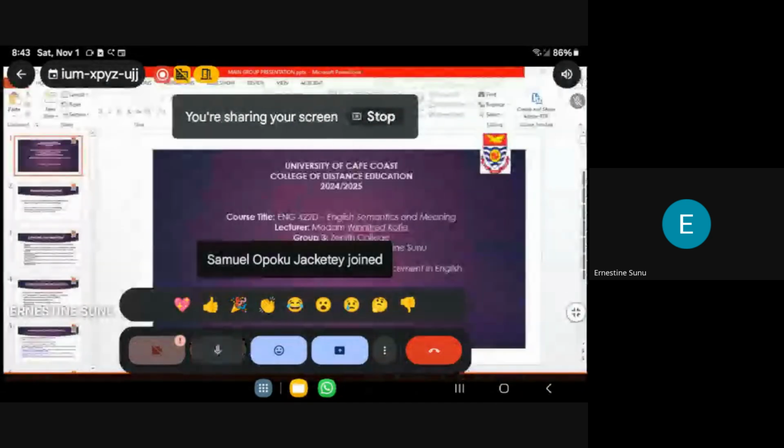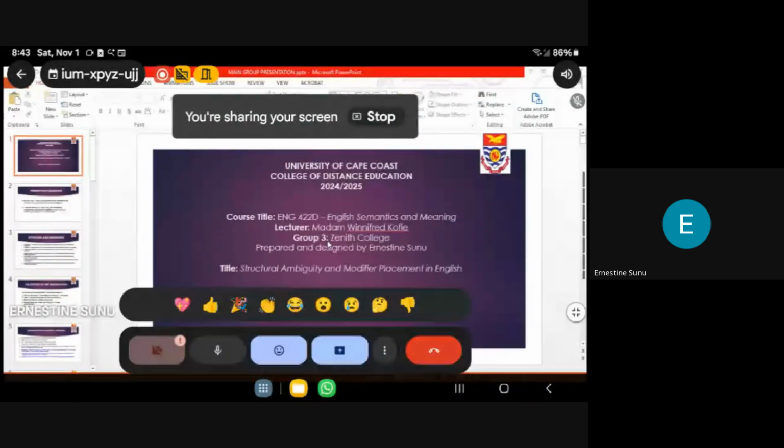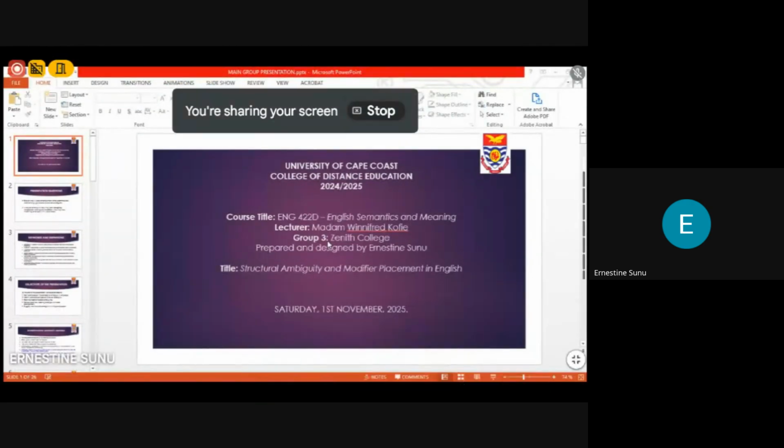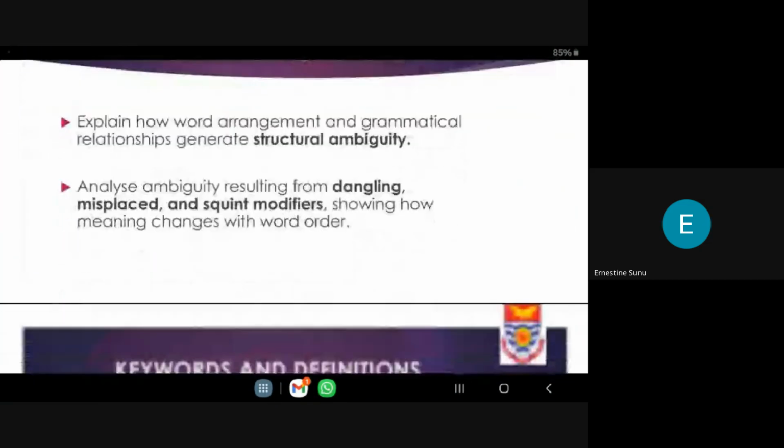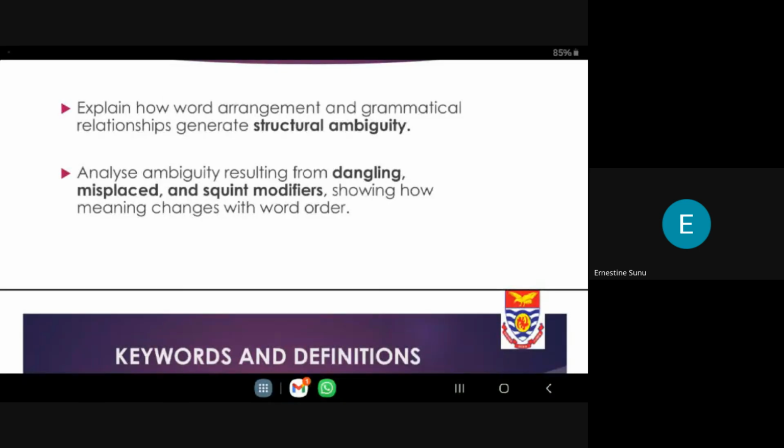Okay, so I've projected it. All right. Please, kindly move to the questions, the next slide. So I'm representing group 3 from Zenith. Our questions are: one, explain how word arrangement and grammatical relationships generate structural ambiguity. Then two, analyze ambiguity resulting from dangling, misplaced, and squint modifiers, showing how meaning changes with word order.